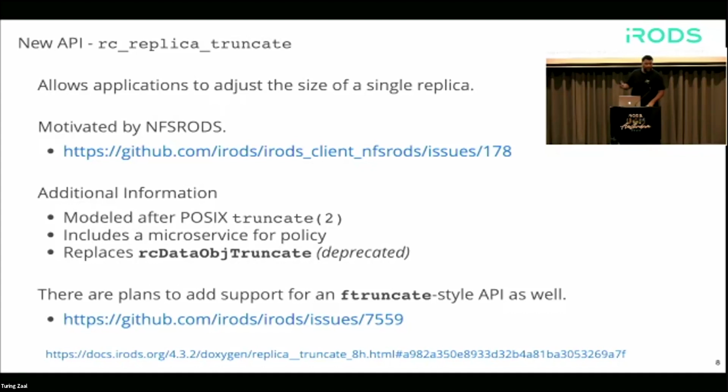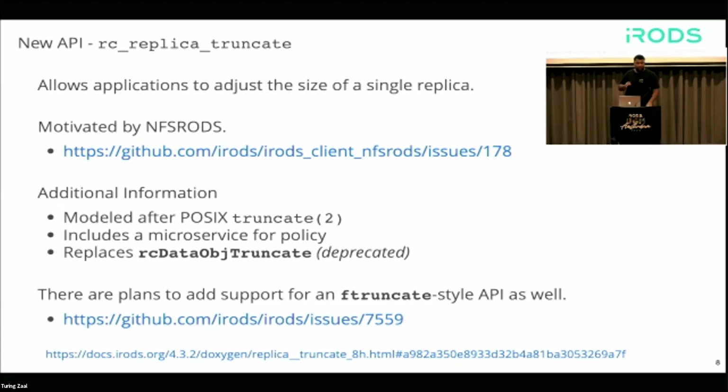Obviously, we also provide a microservice, and this deprecates the RC data object Truncate API, which I don't know if anybody used before, but the old API did not follow all the rules of iRODS. Like, it didn't go through voting, I believe. There were some other limitations there.